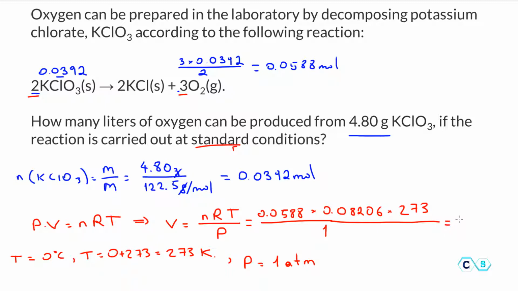So we're going to put all of these numbers and multiply everything together, and I'm going to get 1.32 liters of oxygen produced in this reaction.